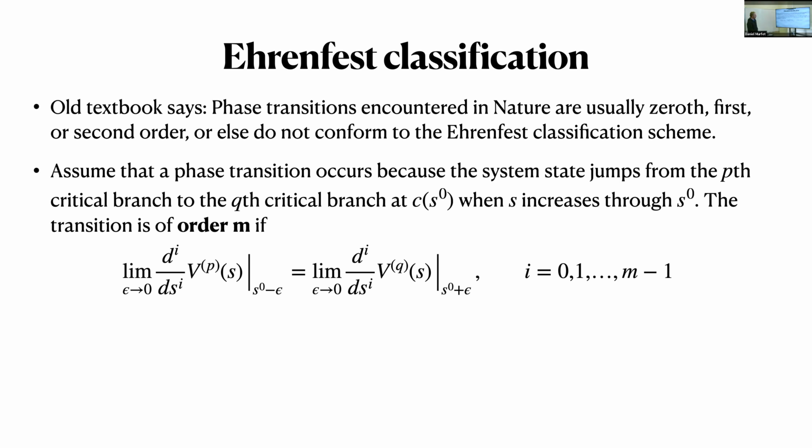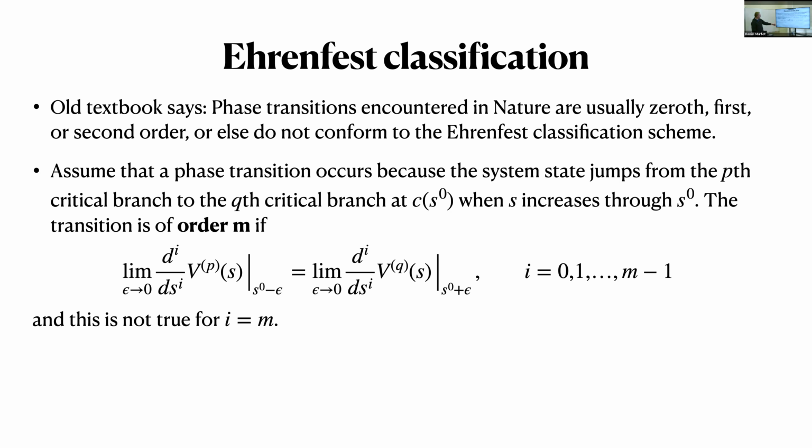It says that if a phase transition occurs because the system state jumps from the pth critical branch to the qth at S0, as S increases through S0, the transition is of order M if, as you jump from the pth branch, you're running along with critical point P, and there's some critical value, changing smoothly as the control parameter changes. Now, when you jump to another critical branch, the critical value could change, or the critical value could stay the same, but the change could be not continuous with respect to the control parameter, or the value could be the same and the derivatives could be continuous across that phase transition, but the second derivatives might not be continuous. And so that's what makes it order M.